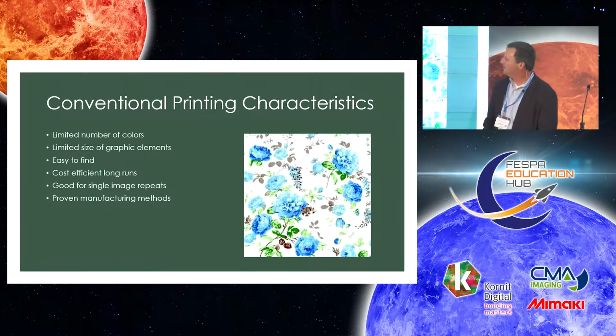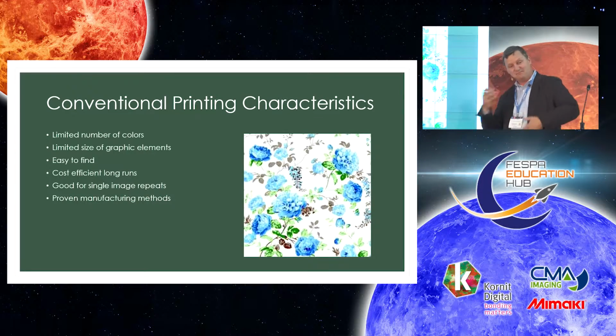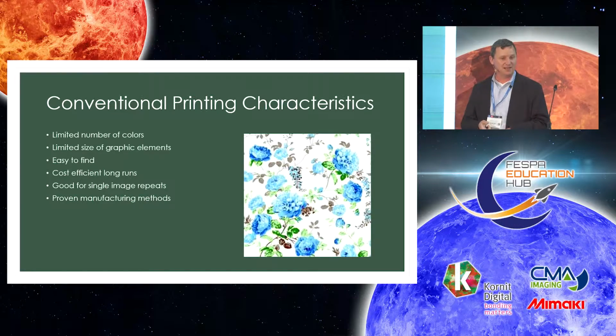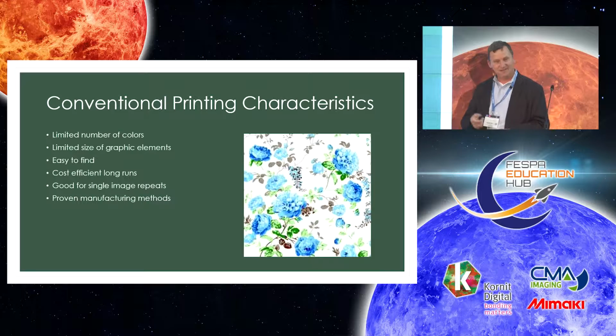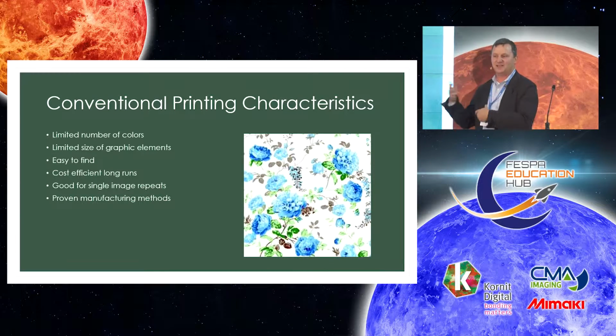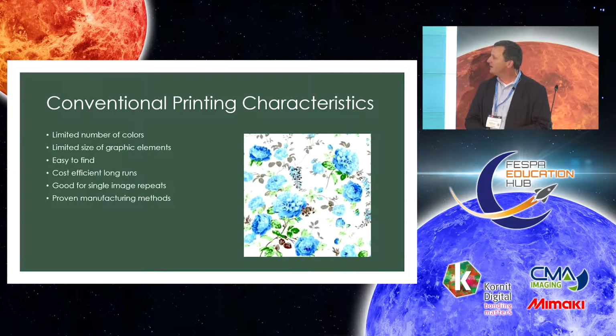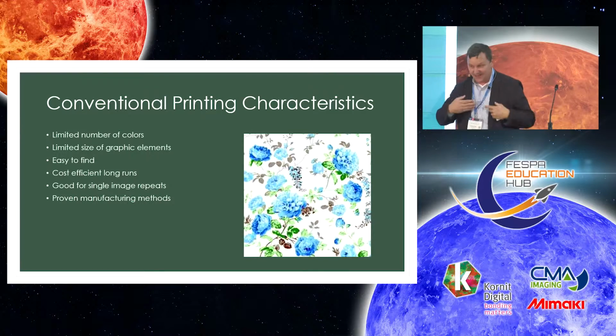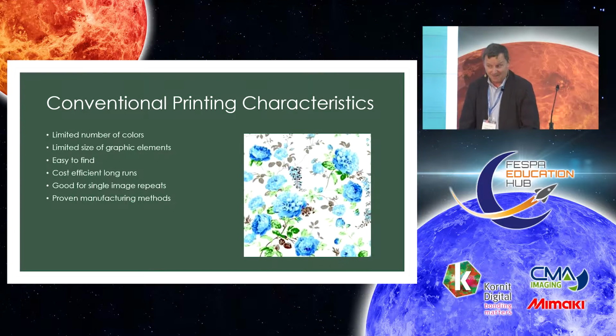With conventionally printing textiles, we have some limitations, but that went along with the technology as it grew. We have a limited number of colors with conventional printing. If you think back to the flat screens and the rotary screens, we have a limited size of our graphic elements. In conventional textile printing, we had a repeat size that was a problem. Commonly with a rotary screen, it was about 24, 25 inches. So you couldn't repeat more than that.